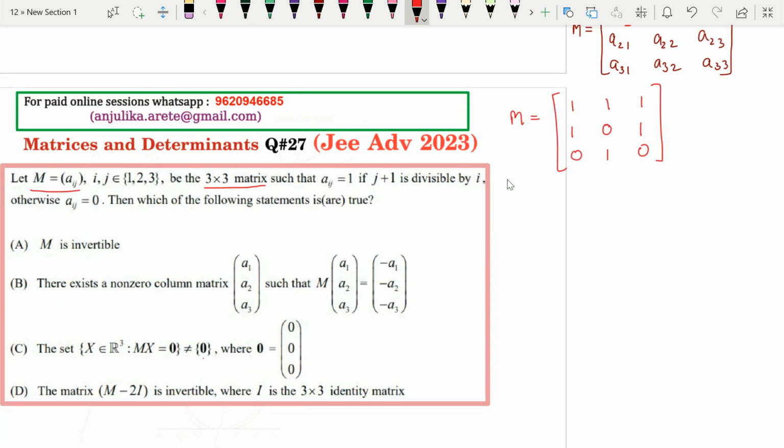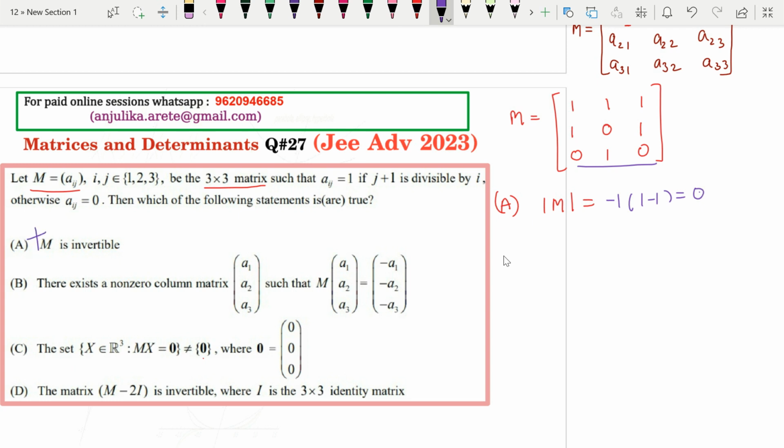Now check option A. It's asking you whether your M is invertible or not. Very simple. Get the determinant of M. Maybe I will open using the last row. Negative 1 times the minor 1 minus 1. That's a very simple determinant. It's 0. So of course it is not invertible.